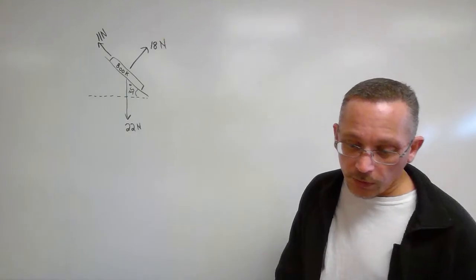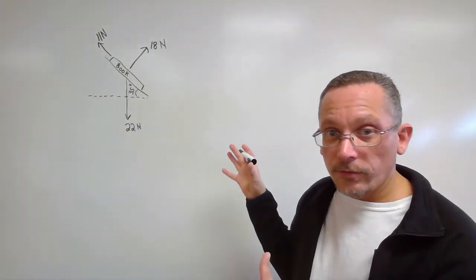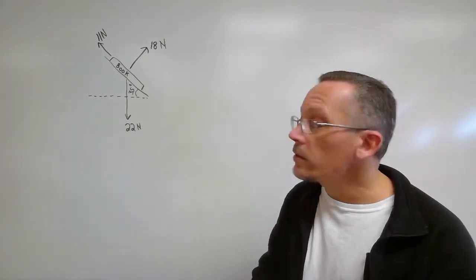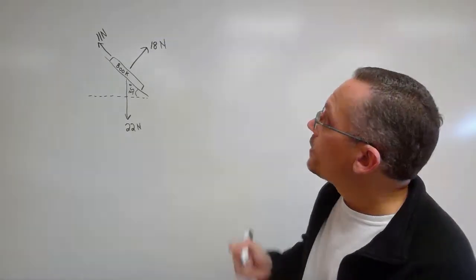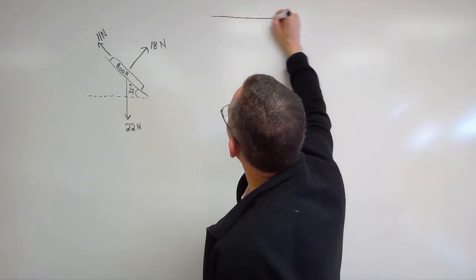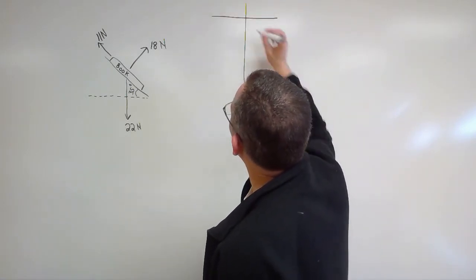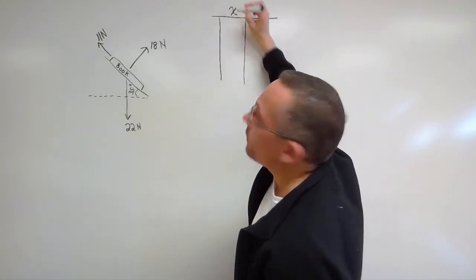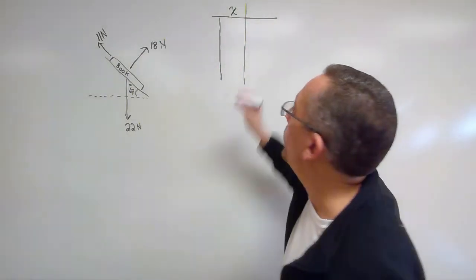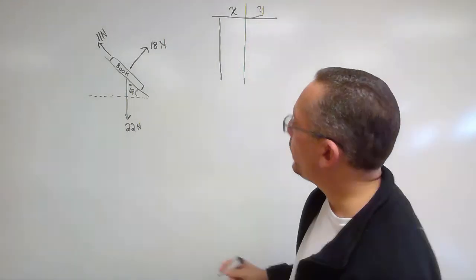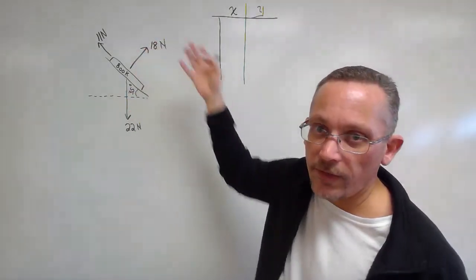Okay. So what we're going to do is take each of these three vectors, resolve them into their vertical and horizontal components, and then add them up. So I'm going to make myself a little chart here. Here I'm going to put the vector's horizontal component. Here I'm going to put its vertical component, right? And there will be these three vectors.